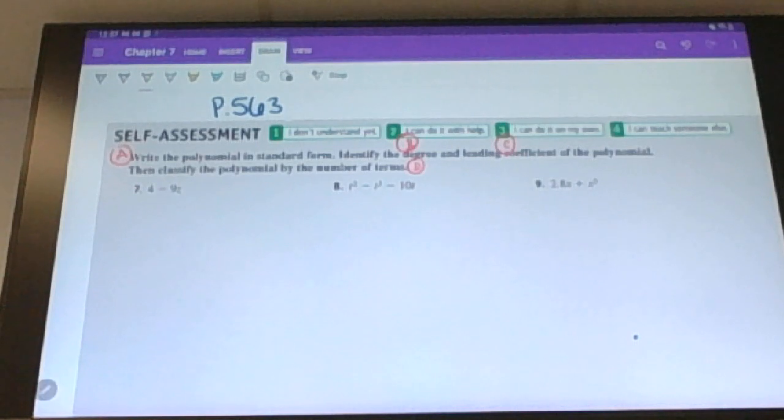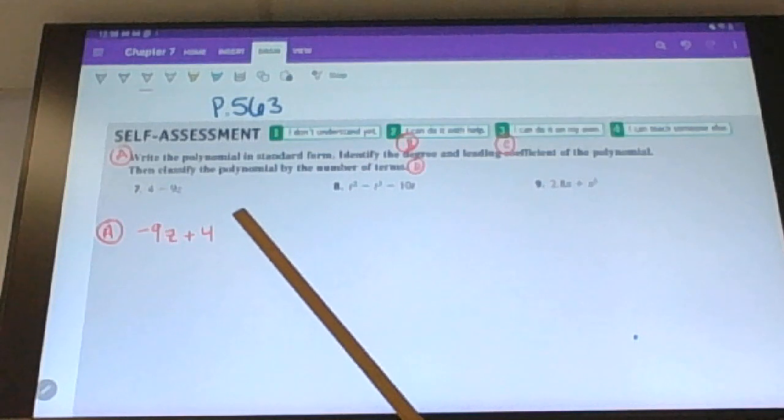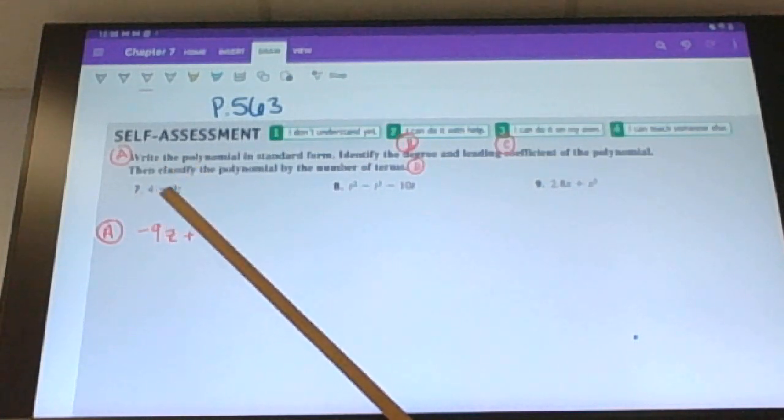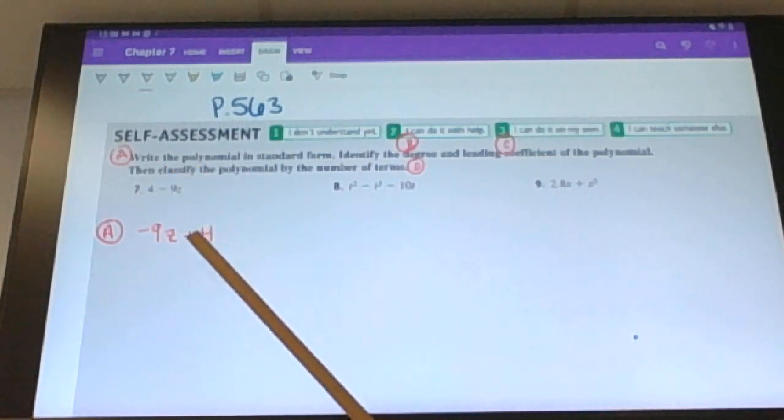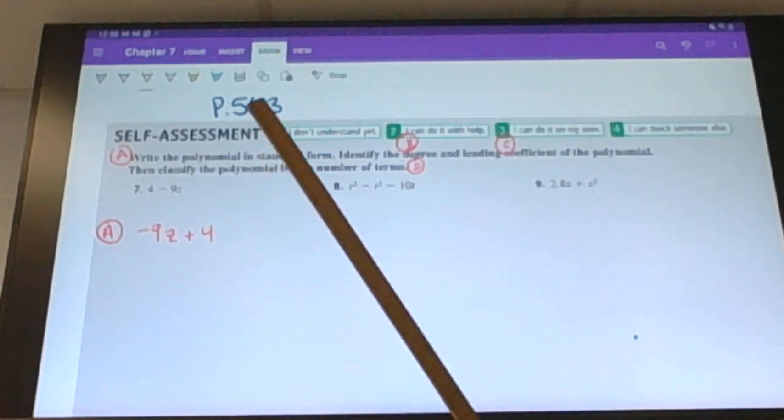Letter A, standard form. The -9z should be first, and then the 4. Make sure when you put it in order that you take the sign with it. So when I put the 9z first, the negative sign goes with it. The variable comes before the number.